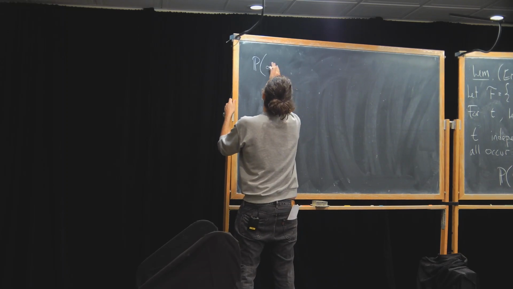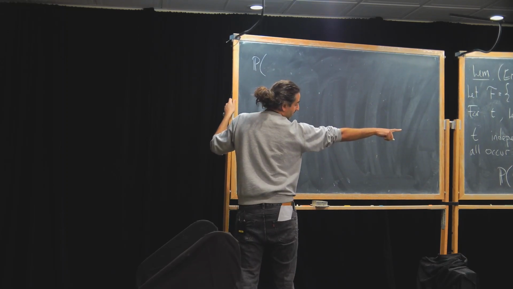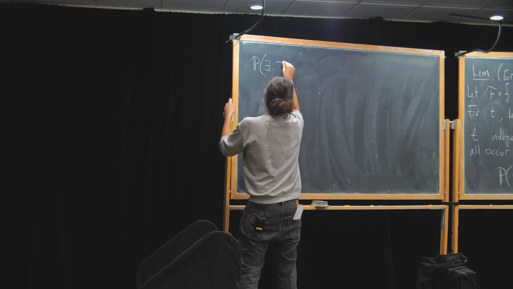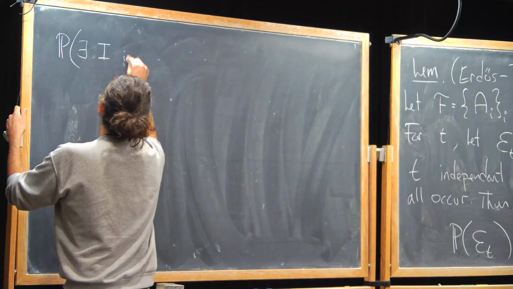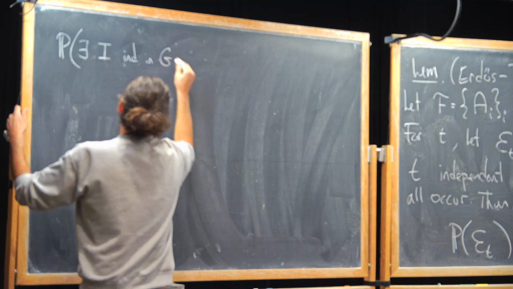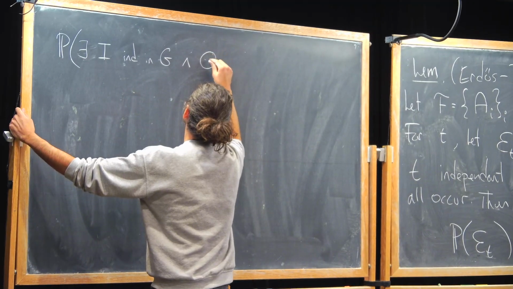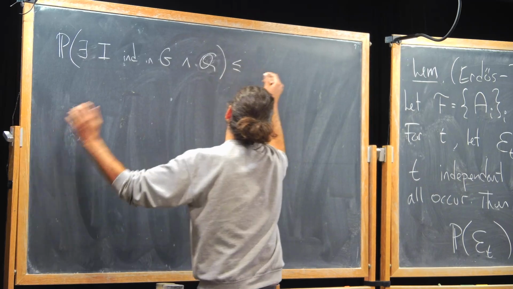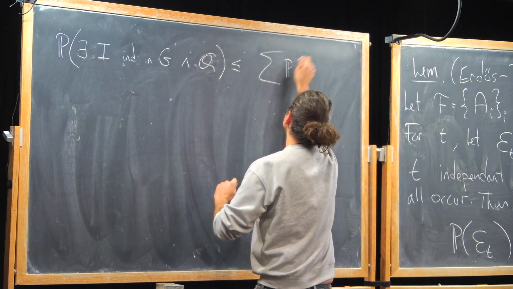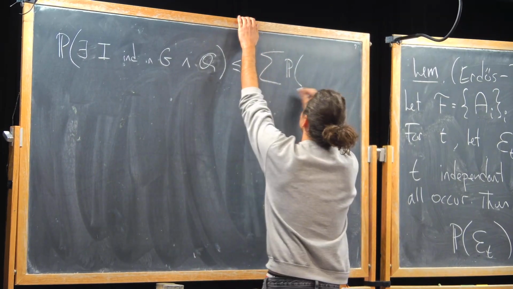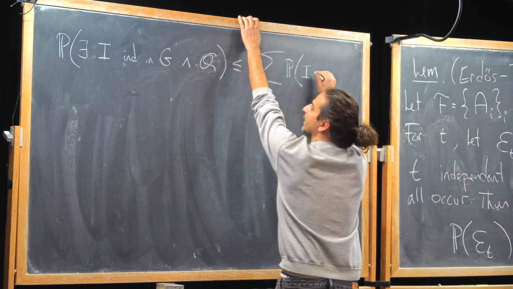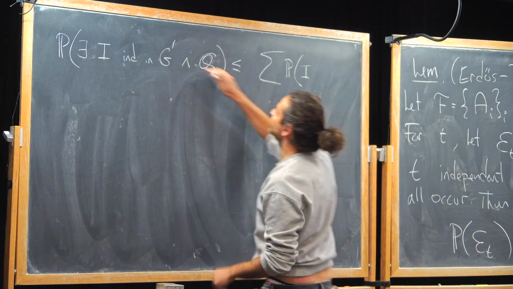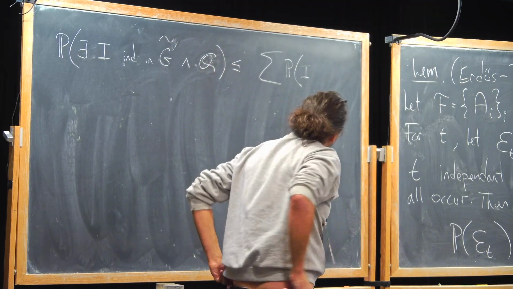So of course, this probability on the right-hand side is just that there exists I independent in G and Q. And now I'm going to just union bound over all I, rather. So this is G primed. Did I call it primed or tilde? Tilde, sorry. I called it primed before.